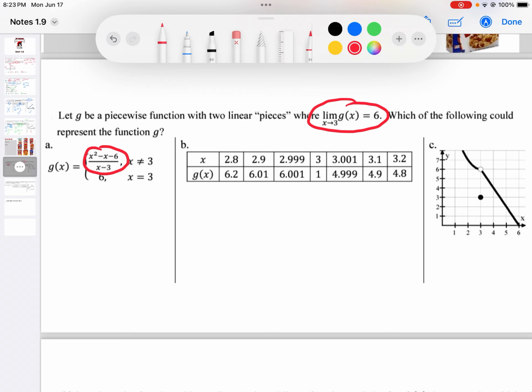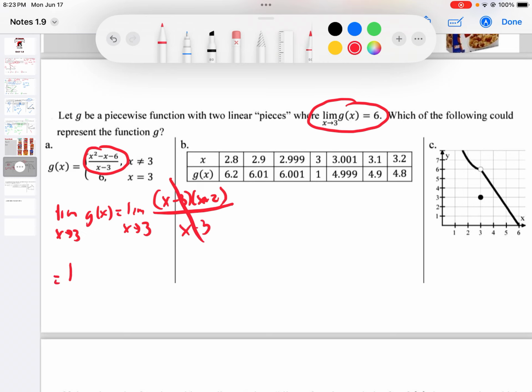All right, so around when x is 3, I'm going to factor this. So the limit as x approaches 3 of g of x is equal to the limit as x approaches 3 of the factored version, x minus 3, x plus 2 over x minus 3. That cancels, so this would be equal to the limit as x approaches 3 of just x plus 2. I can plug in 3, I get 5, right? I'm going to mess up adding numbers, I can feel it. So that's not it, right? It's close, it's not 6 though. Even though this said 6, I guess that's where they're kind of trying to throw you off.